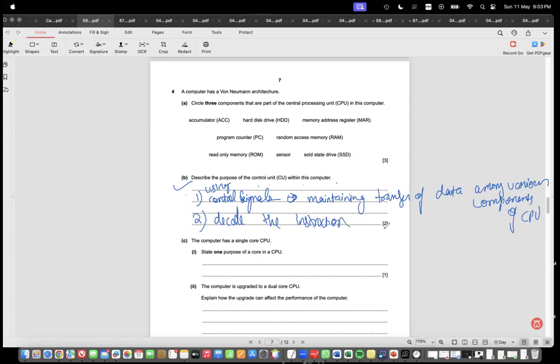And if the same question is of 3 marks, you will write the third statement: it controls the flow of data, or it takes part in the fetch stage of the data. What is one purpose of a core in a CPU? Purpose of a core is to execute the processes. So the core is performing all the mathematical and logical operations on instructions.